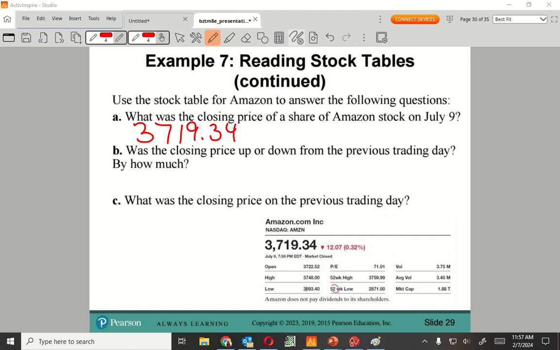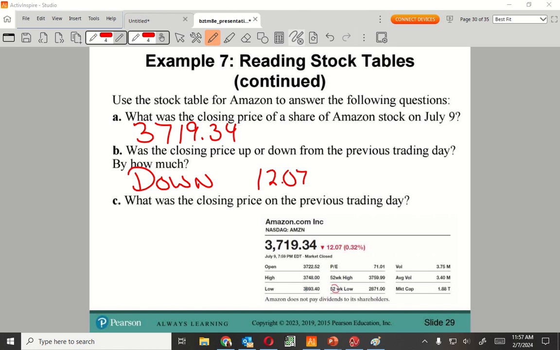What was the closing price up or down for the previous day? It's down. Look, it's right there, red arrow, it's down. By how much? It is 12.07 points or 0.32%. So on your homework, it's actually going to ask you for both, the points and the percent.